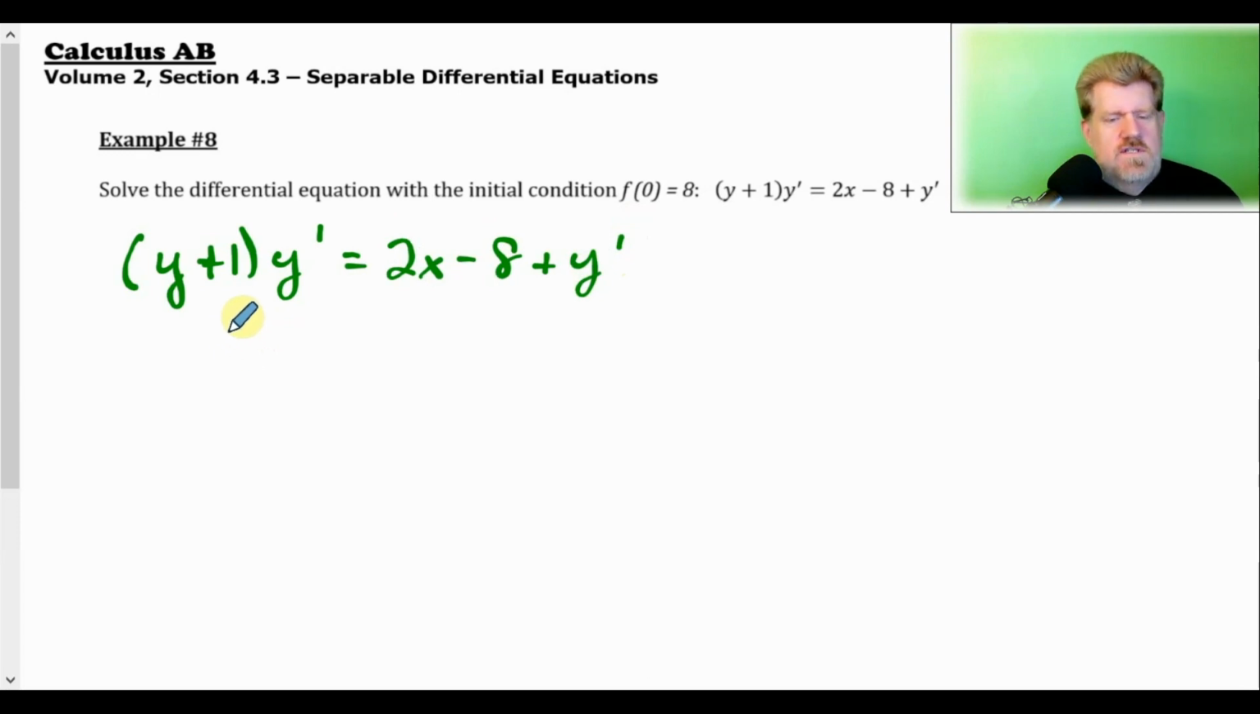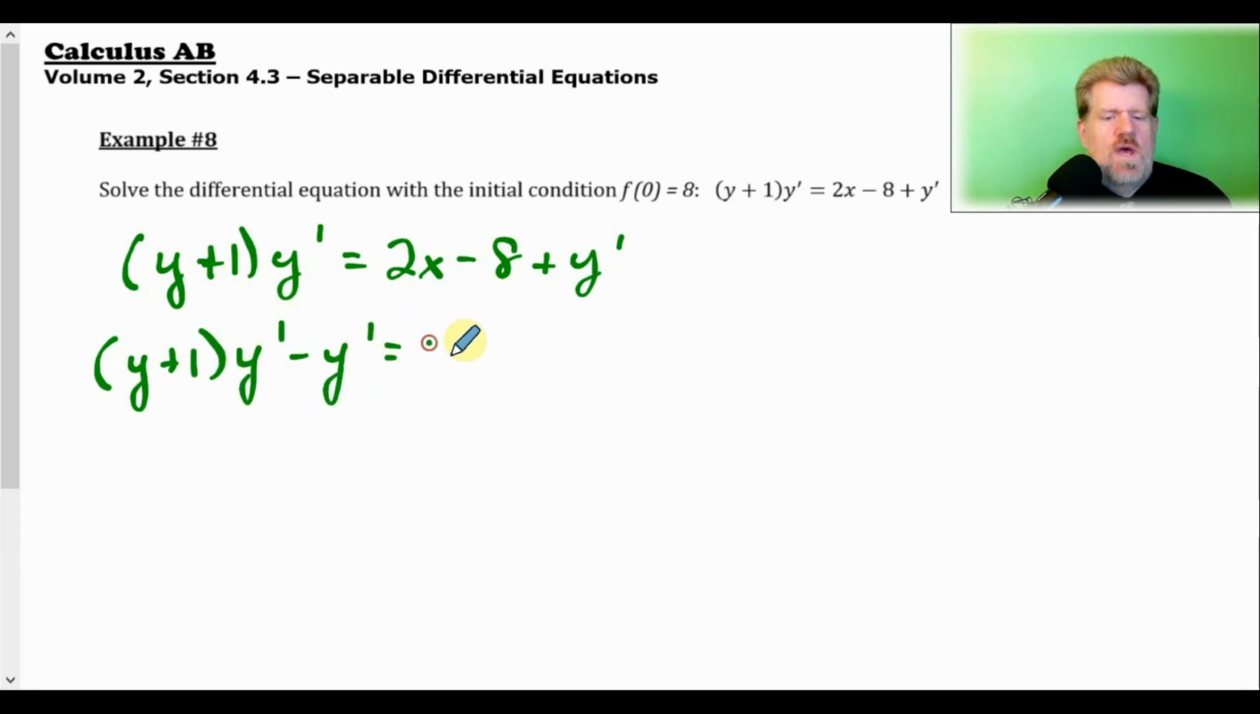All right. Remember, they should be multiplied together. These are being added. We got an issue. So how can we get this y prime over here before we separate it? I'm just going to do this. Subtract it away.